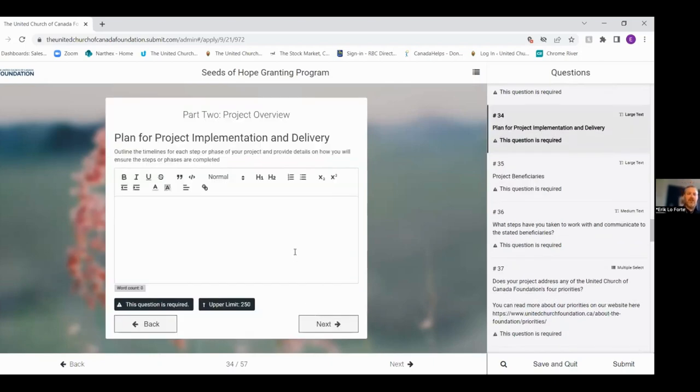The plan for project implementation and delivery. This is the outline of what your plan is. So give us some details and steps that you are taking to ensure that you'll be able to meet those projects.